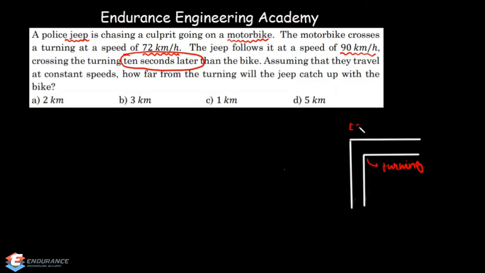At time equal to 0 seconds, let us consider this is the starting point, so that it is very easy for us to analyze. At time equal to 0 seconds, the motorbike is crossing the turning, and it is moving in this direction. After 10 seconds only, the jeep is crossing the turning.